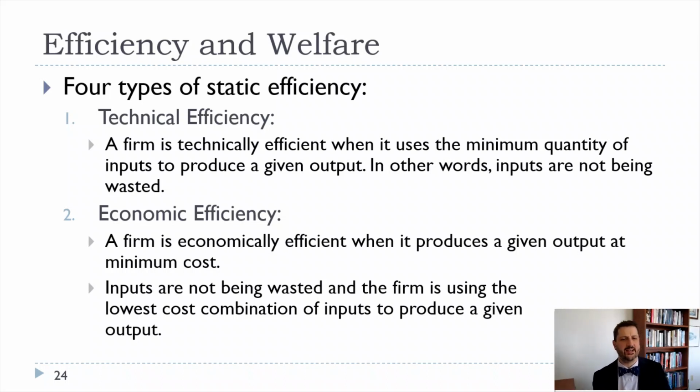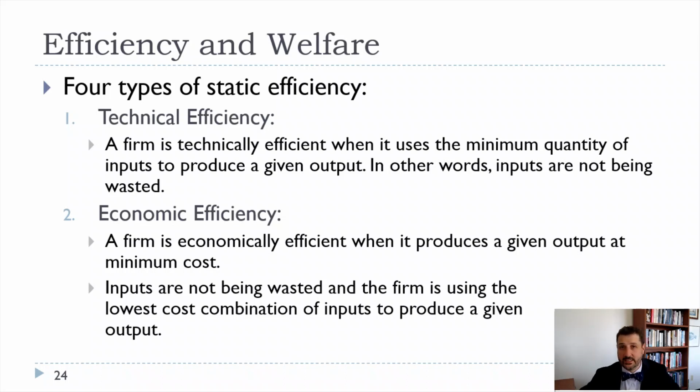When we talk about economic efficiency, it means that we're producing at a minimum cost, right? And so a firm is economically efficient when it produces a given output at a minimum cost. Now, that could change with technology changing. But basically, we're assuming that firms are not wasting any inputs. And I think that's a good way to think about efficiency, really, is that nothing's being wasted.